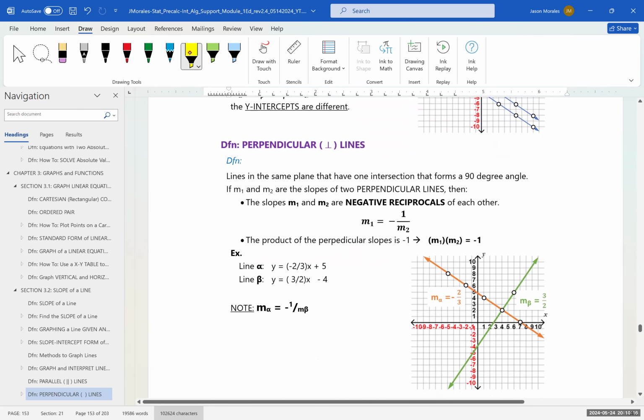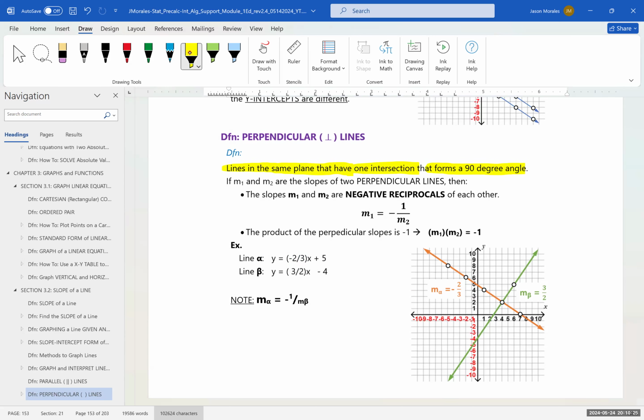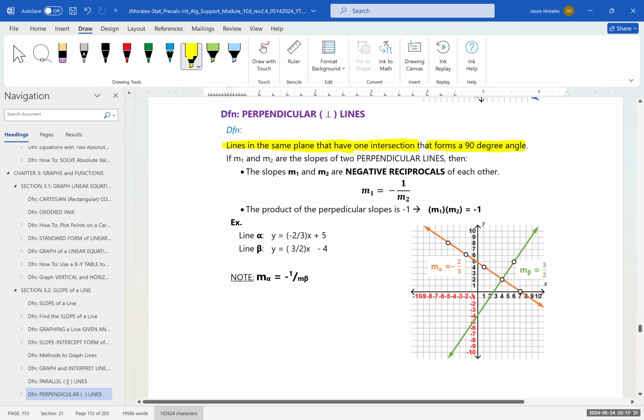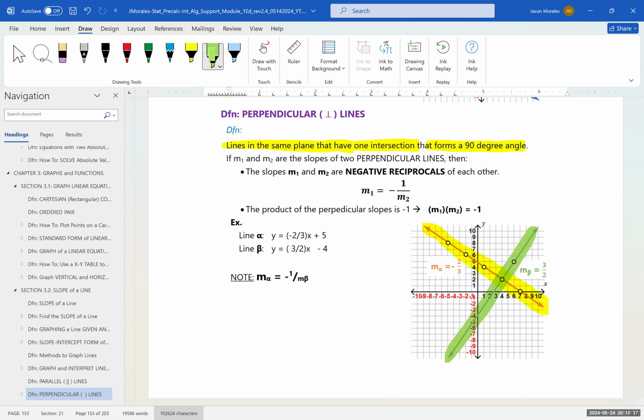Perpendicular lines, by contrast, are lines in the same plane that have one intersection that forms a 90-degree angle. So you'll see here in this picture, we have line alpha going down this way, and then we've got line beta going up this way. And they have a 90-degree angle between them. So having a 90-degree angle between them means that they are perpendicular.